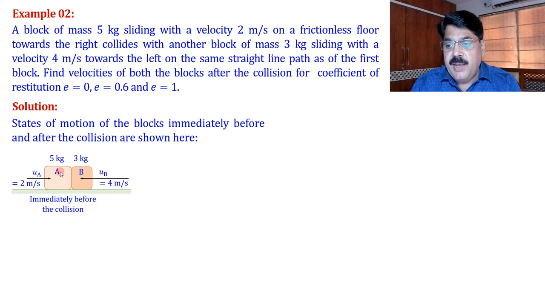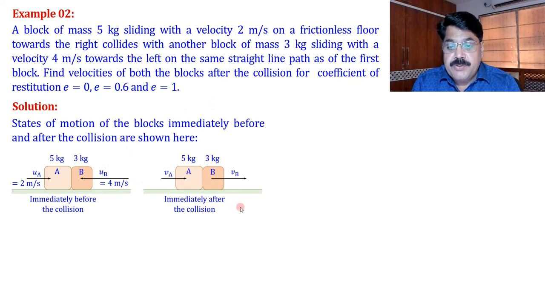So this block A of mass 5 kg is moving with velocity UA equal to 2 meter per second. Similarly, this block B of mass 3 kg is moving with velocity UB 4 meter per second towards the left, as given. Immediately after collision, we assume velocity of the blocks VB and VA in the same direction just to avoid any confusion of sign. Now with the help of this diagram, we can write both the equations.